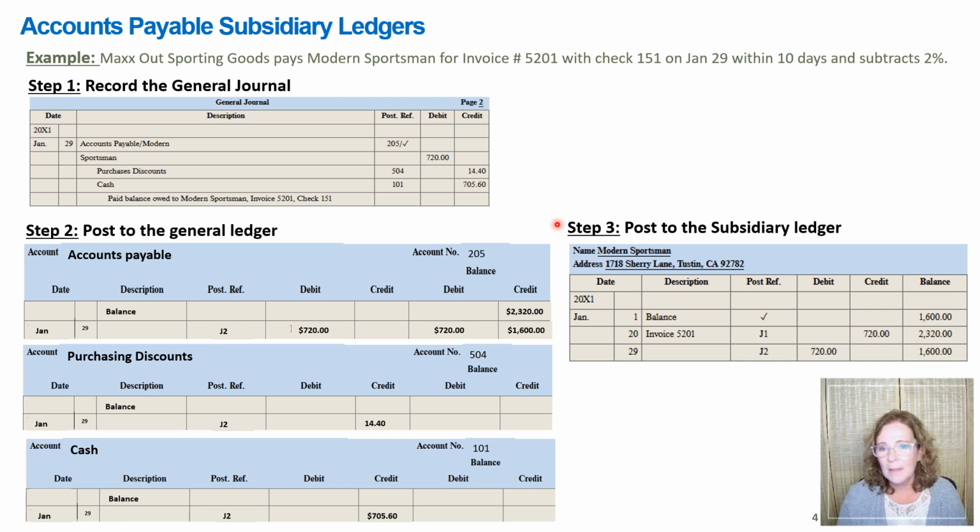In step 3, the subledger comes into play again, and we record the debit to the specific subledger account for Modern Sportsman. Just in case you're wondering why Max Out is paying invoice 5201, but still has a prior balance of $1,600, it is possible that Max Out Sporting Goods missed the deadline for the early payment discount for that invoice and is waiting for the full net 30 days to pay that invoice.